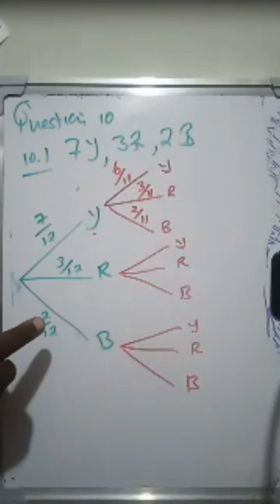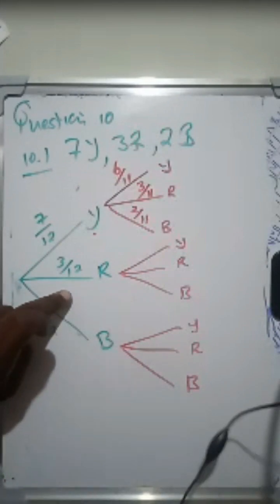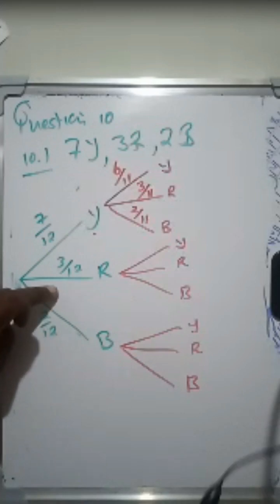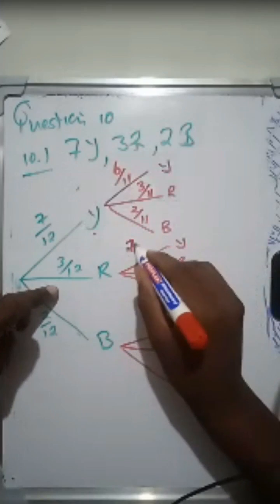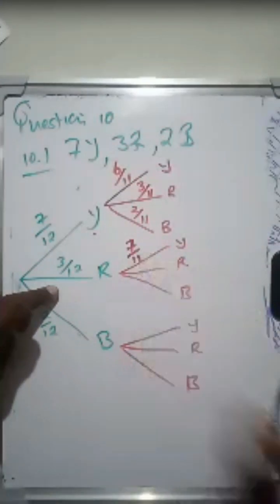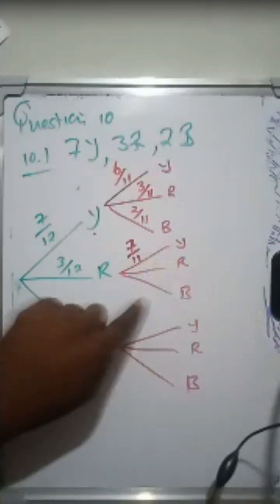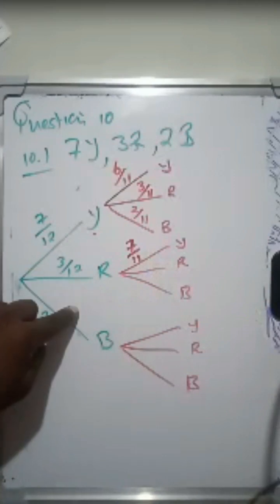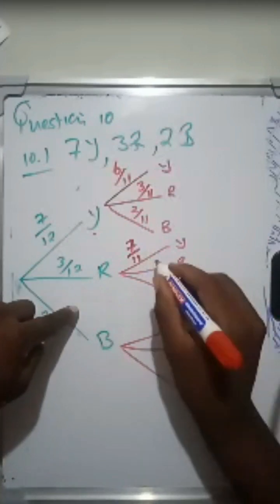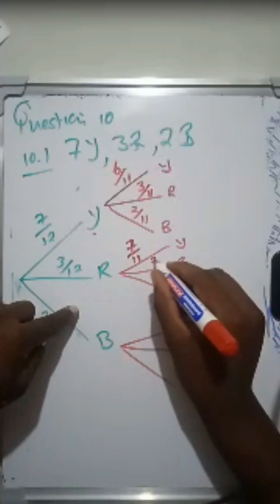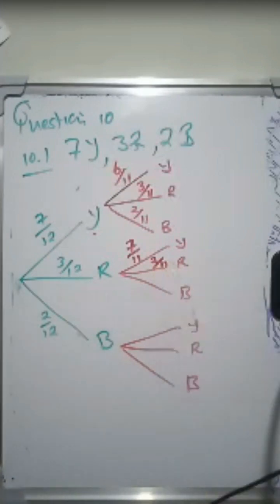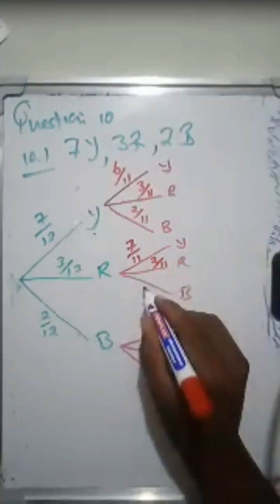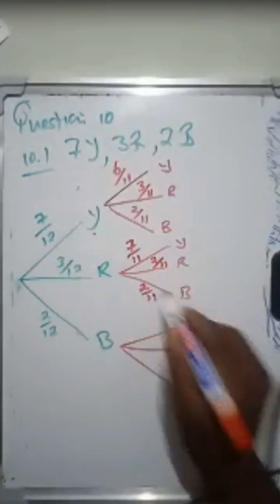Now a red ball was picked on the first experiment. It means the yellow ball was not affected. There are still 7 out of 11. But a red ball was picked here and there were 3, so now the red ball is affected. We are now having 2 out of 11 because the red ball was taken out there. Then the blue ball was not affected, it's still 2 out of 11.